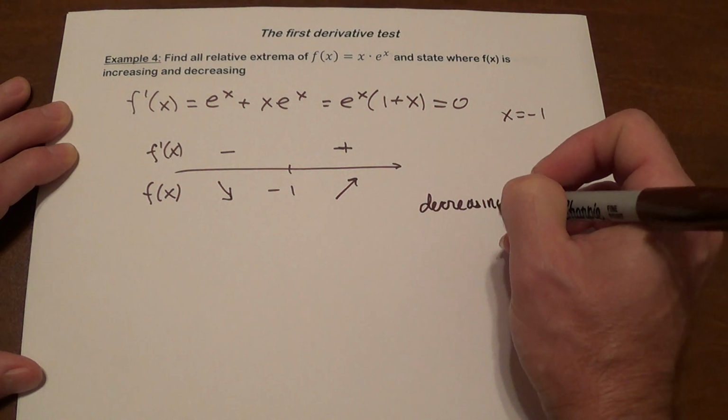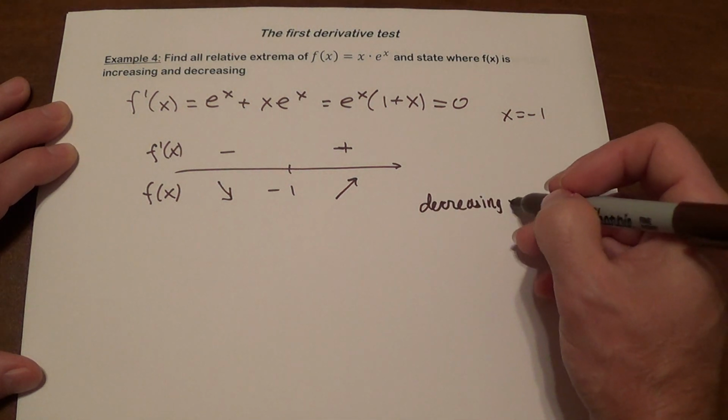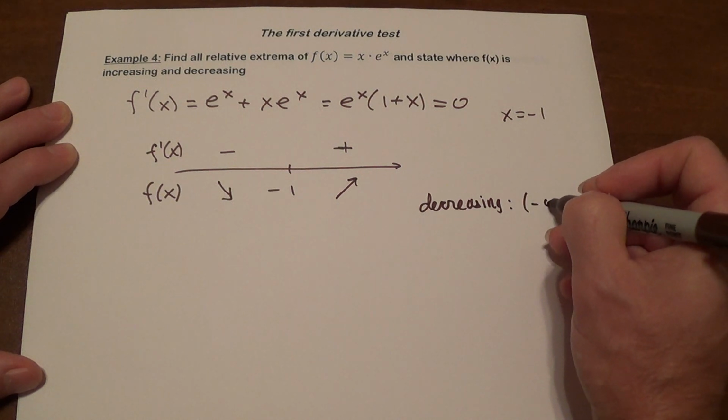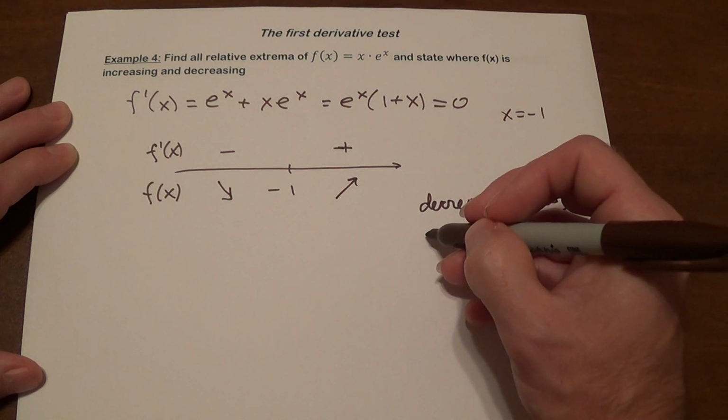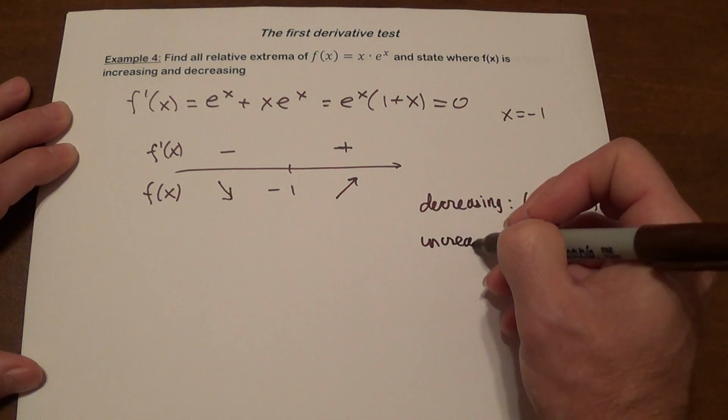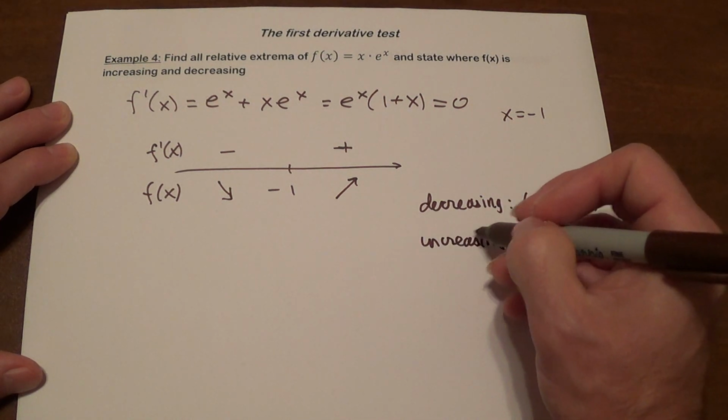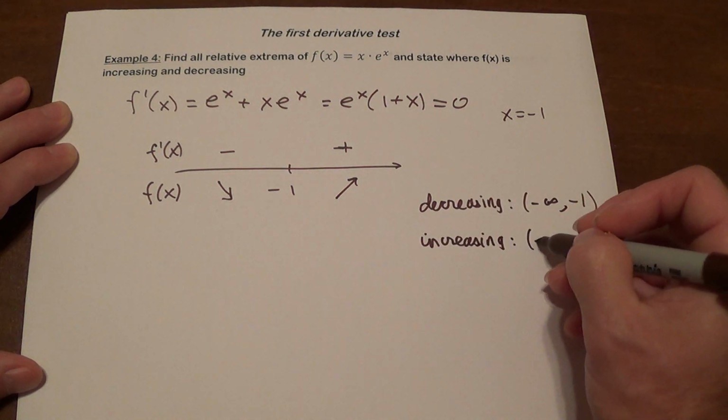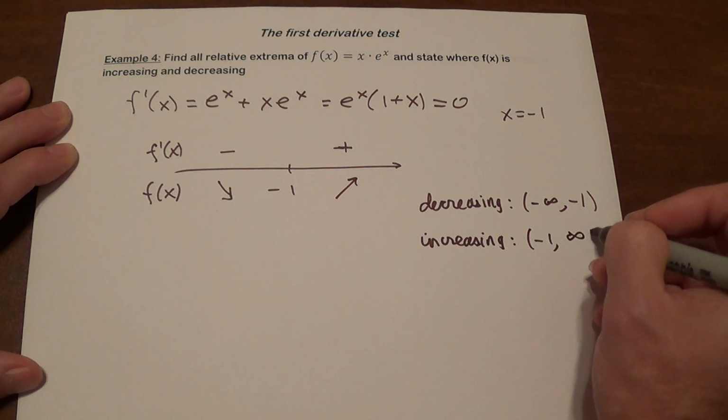Decreasing, remember the function is decreasing wherever its first derivative is negative, so that happens on an interval from negative infinity to negative 1. The function is increasing wherever its first derivative is positive, and here it happens on an interval from negative 1 to infinity.